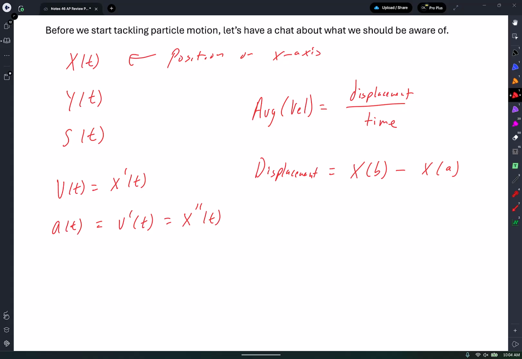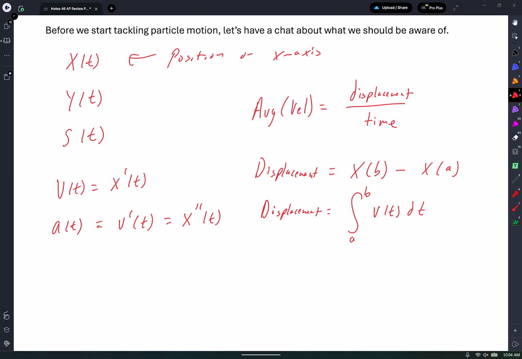Now how do we say displacement in calculus with an integral symbol? No, not absolute value. The integral of v of t dt. It's the area under the velocity curve.